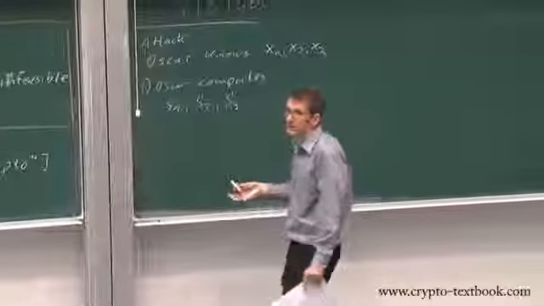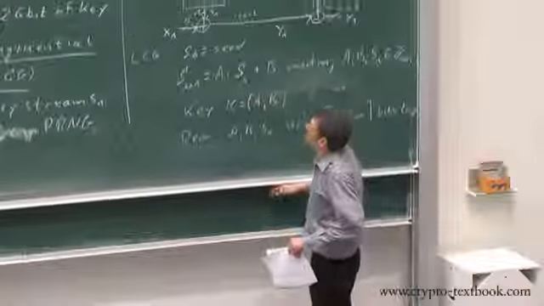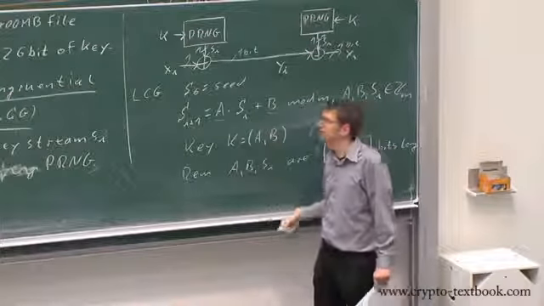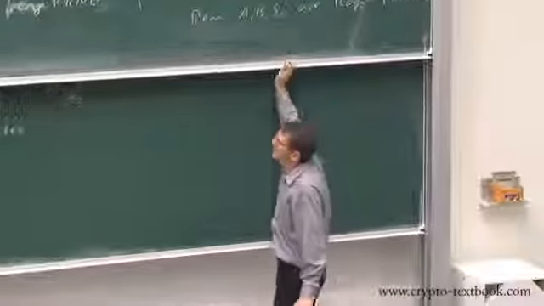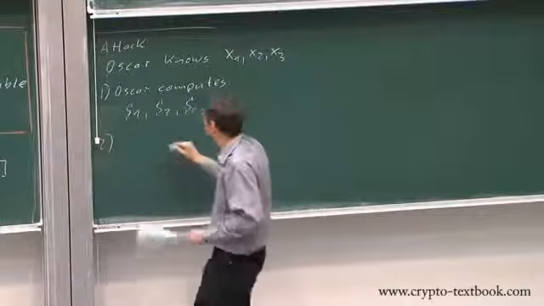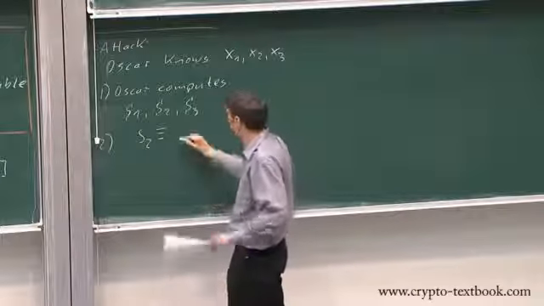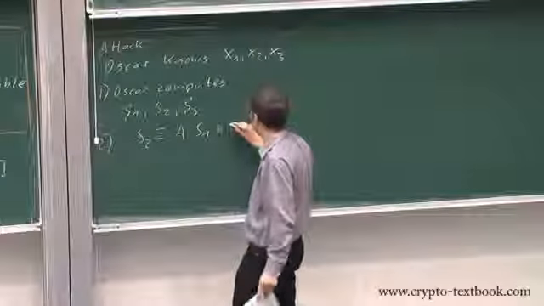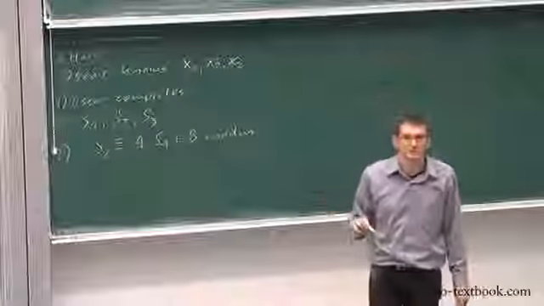And why is that cool? Now you write the equation down. Remember, he wants to recover A and B. That's the key. The attacker doesn't know the key, but he knows this equation, of course. It's Kerckhoffs' principle, so the attacker knows that. So now what does Oscar do? Secondly, he writes the equation. He knows S2 was computed as A times S1 plus B modulo M.